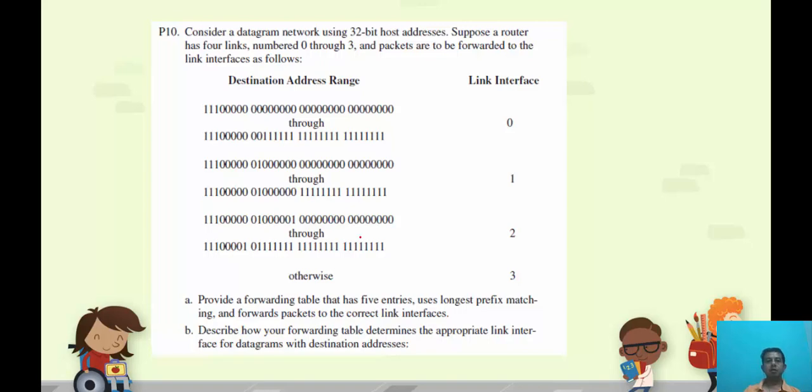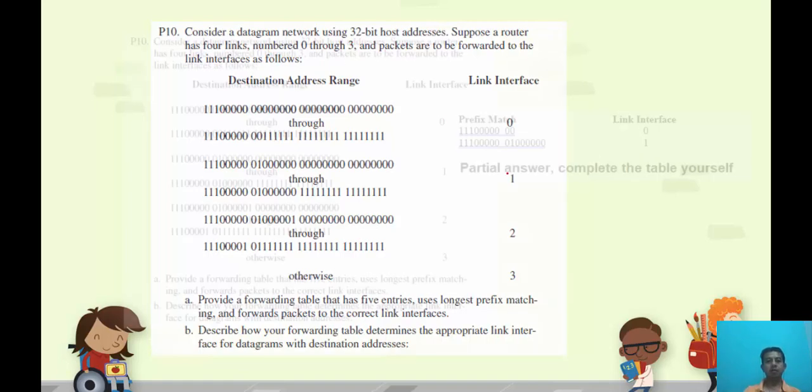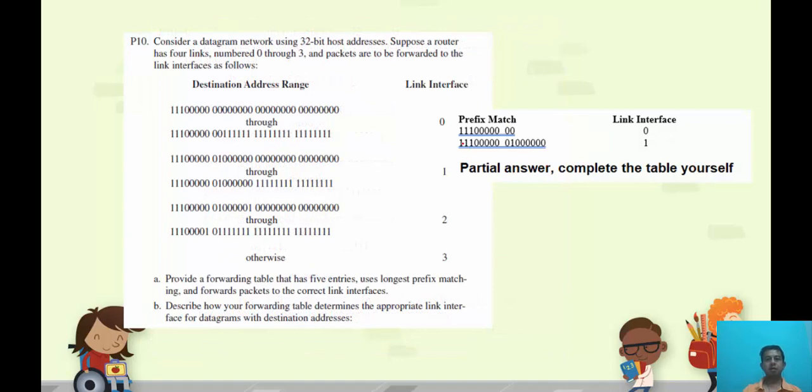This is a problem where you have to do the opposite. You are given a range of addresses and a link interface, and you have to provide a forwarding table using the longest prefix matching technique. That means you have to create a reduced forwarding table. Clear? Again, I will give you a partial solution. The full solution you should attempt yourself. So this is for 32-bit addresses. If I use a partial solution, it would be something like this.